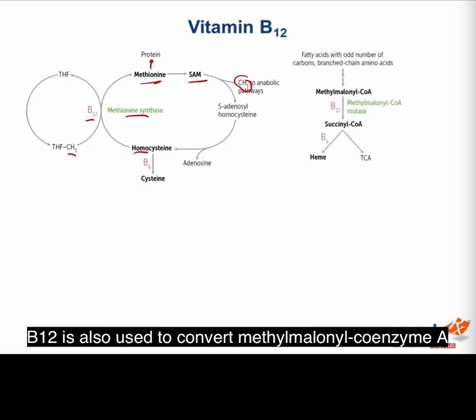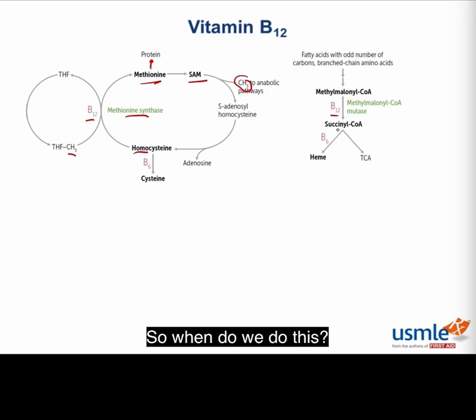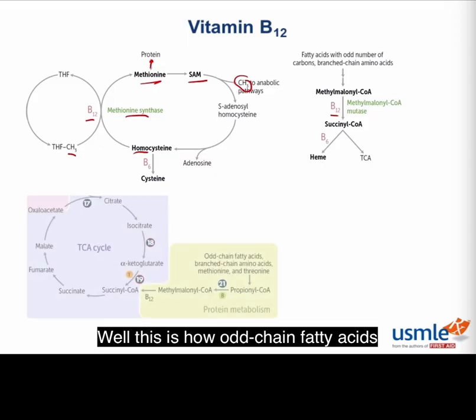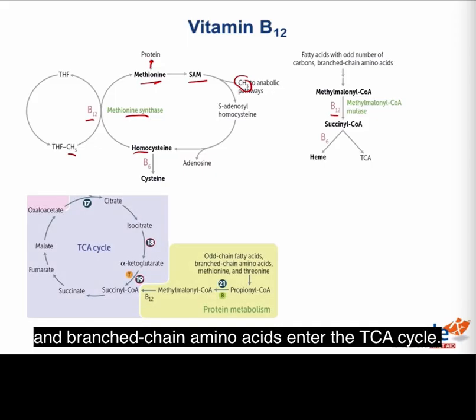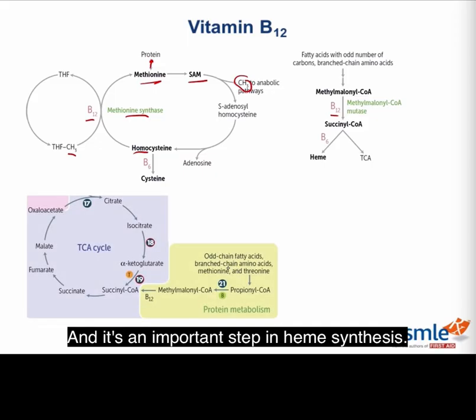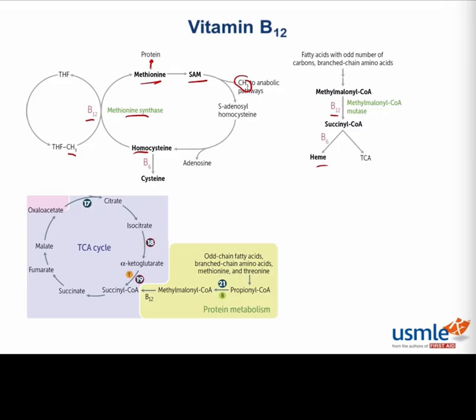B12 is also used to convert methylmalonyl coenzyme A into succinyl coenzyme A. So when do we do this? Well, this is how odd-chain fatty acids and branched-chain amino acids enter the TCA cycle, and it's also an important step in heme synthesis. Okay, so what are some ways that people can become deficient in B12?